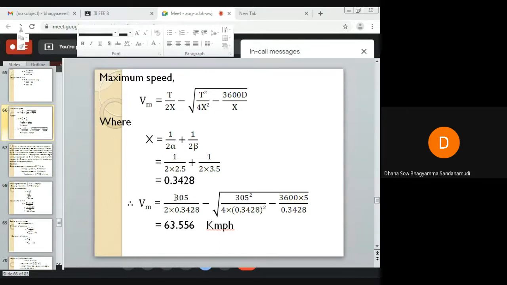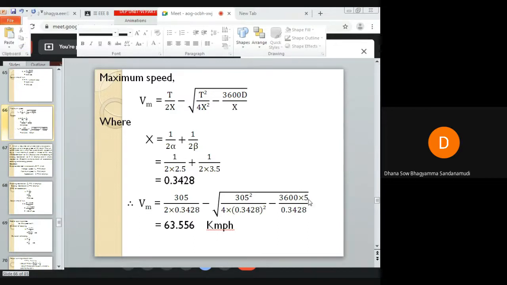Okay, so 305 by 2 into x value, which is 0.3428, minus root of T is 305 whole square by 4 into x value 0.3428 whole square, minus 600 into d is 5 by x value. X is 0.3428. Okay, substitute all these here and you will get Vm value, that is 63.556 kilometers per hour.